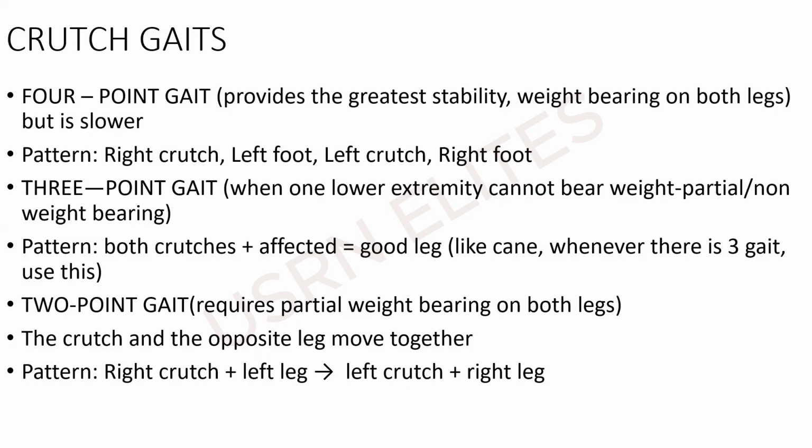Anyway, crutch gait. We have 4-point gait, 3-point, and 2-point. What does it mean? Over here, we are looking at crutches, the ones that are put under the armpits. When you are moving, sometimes we move both legs, sometimes we move one leg at a time, sometimes we move one leg. All right, so that is what we are coming to do.